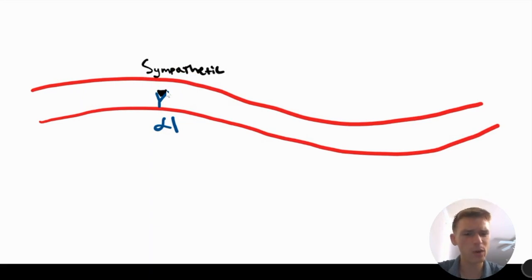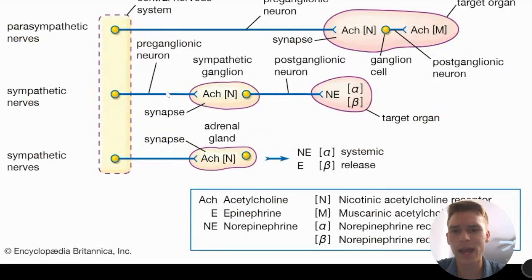In order to understand what this neurotransmitter might be, I have to understand how the sympathetic nervous system works. So we have two different types: the parasympathetic nerves and the sympathetic nerves. They all start in the central nervous system, that's your brain and your spinal cord. Parasympathetic nerves go through this preganglionic neuron. And when I say preganglionic, I mean it's before what's right here called the ganglion. This is where the two nerves meet, and we have this synapse right here.